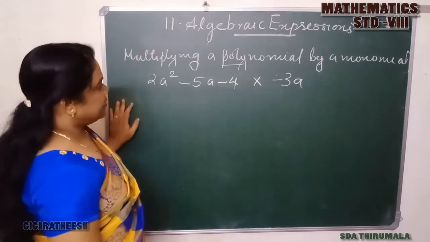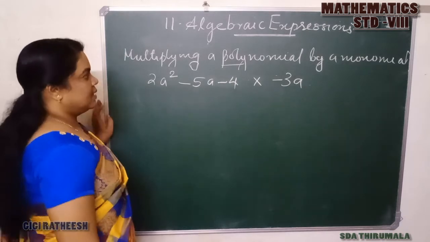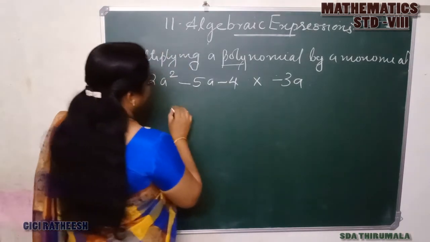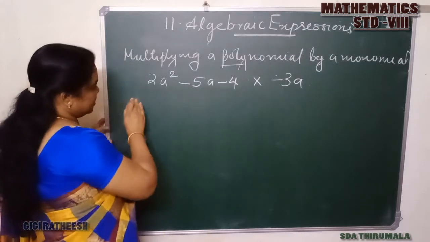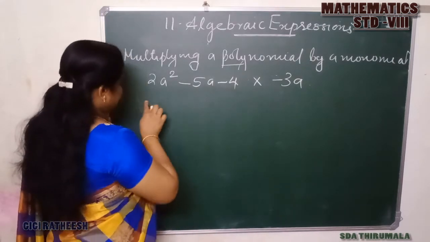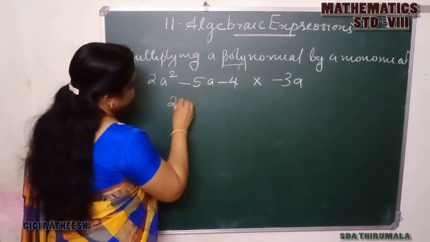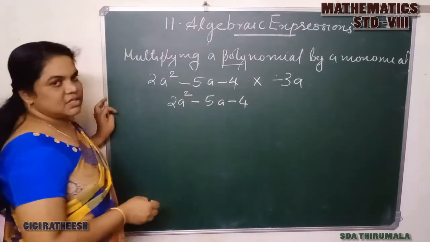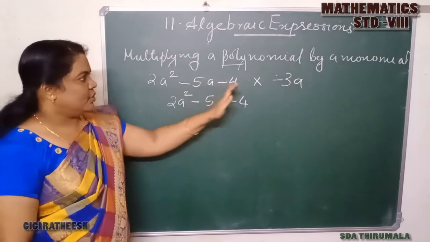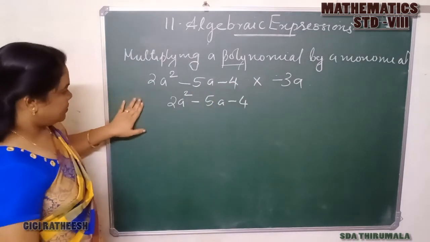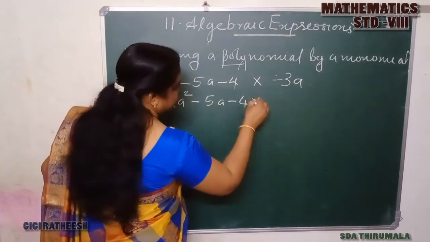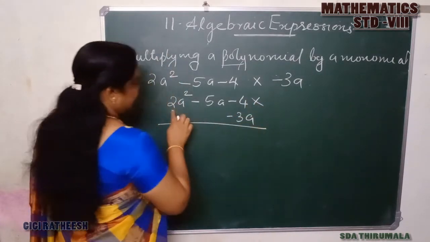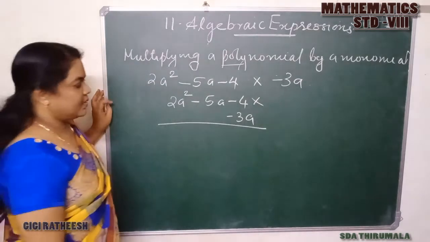Next part is multiplying a polynomial by a monomial. This is a polynomial with 3 terms into a monomial, that is minus 3a. How can we multiply? Using 2 methods. The polynomial is 2a square minus 5a minus 4. The first method is by using proper multiplication: 2a square minus 5a minus 4 into minus 3a.